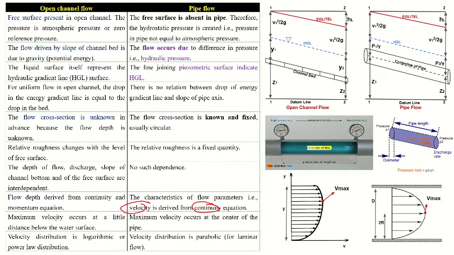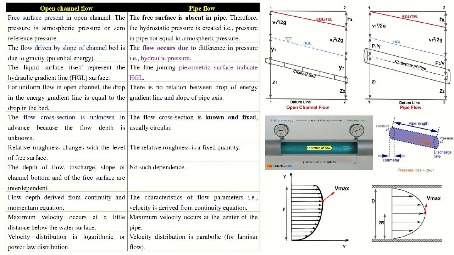The maximum velocity occurs a little below the water surface. If you see this diagram, where water is flowing in an open channel, the maximum velocity will occur not exactly at the top of the surface, but a little bit below it. This is the most important question they will ask in the examination: where does the maximum velocity take place in open channel flow? It is not exactly on the surface but a little below, normally 0.05 to 0.15 meters below the water surface.